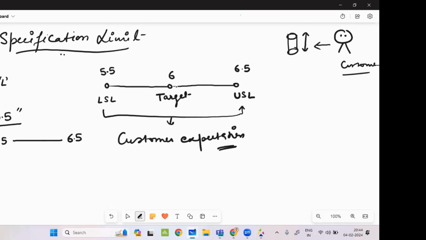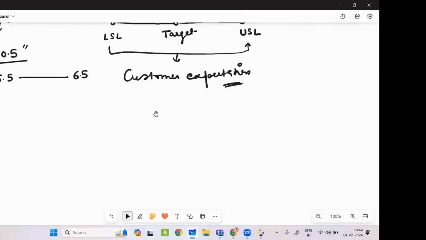Sometimes we call this specs. Organization to organization, you can write it differently. This term, specification limit, is more popular in manufacturing setups. Now let's move to the IT service industry. In the service industry, let's take a very common example there also.